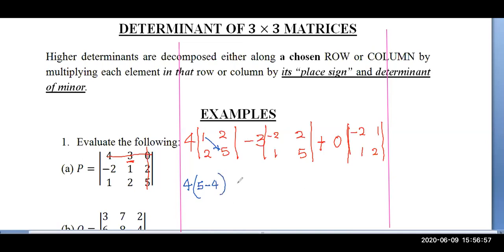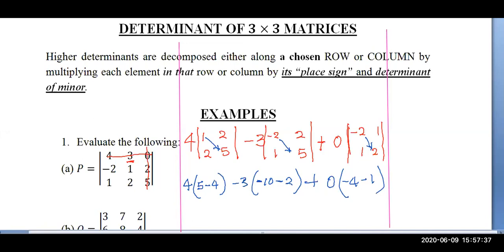This one is gone. Then minus 3 multiplied by, of course, this diagonal minus this other diagonal: minus 2 times 5 will give us minus 10. Then minus 1 times 2 is 2. Then plus, of course, anything multiplied by 0 gives us 0. So 0 multiplied by minus 2 times 2 gives minus 4, that is this primary diagonal minus the secondary diagonal, minus 1 times 1 is 1.